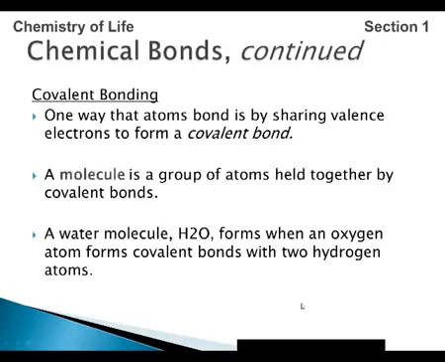A covalent bond. A covalent bond is a bond that forms between atoms where they share valence electrons. So 2 atoms combine together and they're sharing those outermost electrons. A molecule is a group of atoms held together by covalent bonds. There are lots of examples of molecules that occur due to covalent bonding. One example is a water molecule, H2O. It forms when an oxygen atom forms covalent bonds with 2 hydrogen atoms.